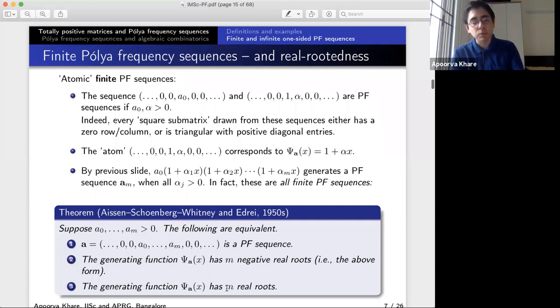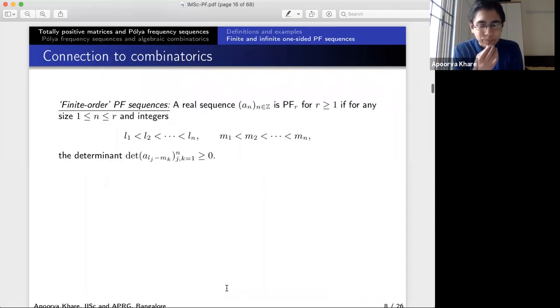The connection is through work by Laguerre in the 1880s. That's how he connected that to something that was actually studied as Polya frequency sequences. Anyway, that's somehow analysis history. Let's get back to these sequences.